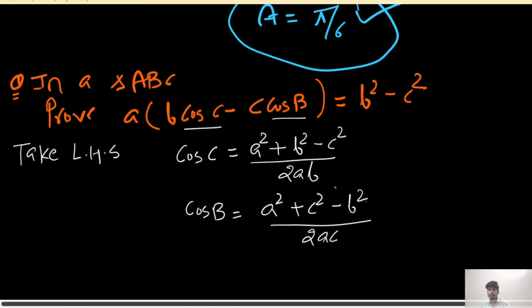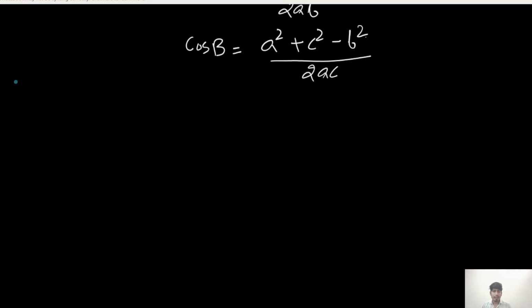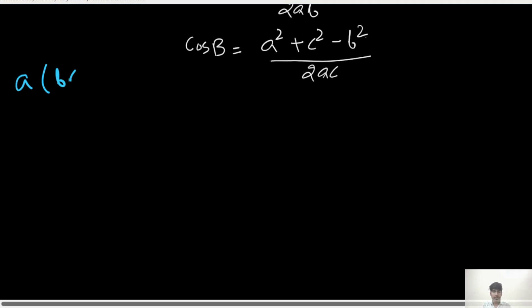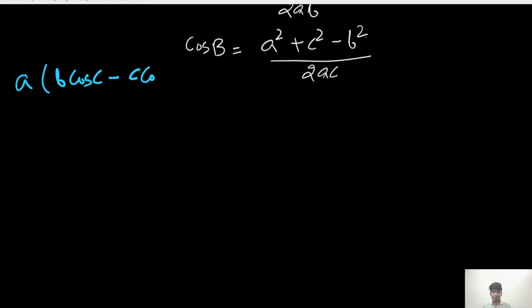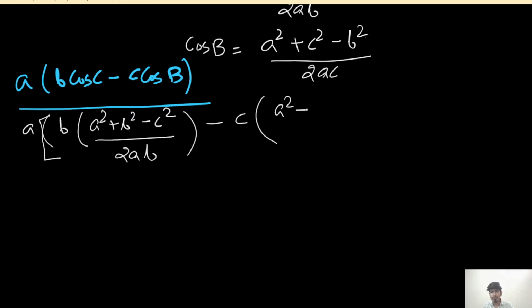Okay students, so let's do it. What is our LHS? LHS is a(b cos C − c cos B). This is our LHS. Then put the values of cos C and cos B here. So what do we get? a × b × (a² + b² − c²)/2ab. Okay students, then minus sign, then c. What is the value of cos B? cos B = (a² + c² − b²)/2ac.